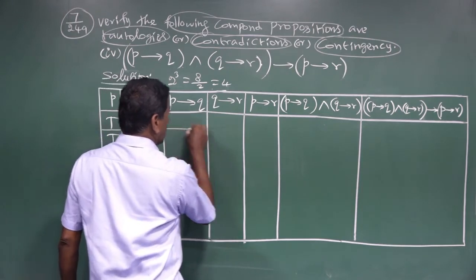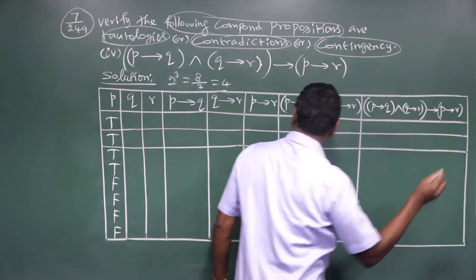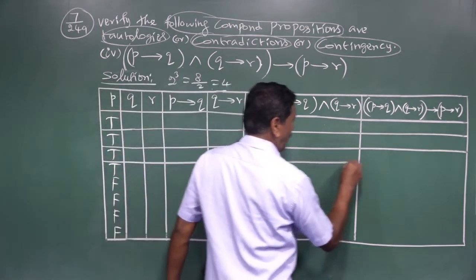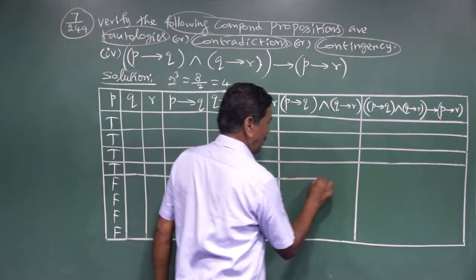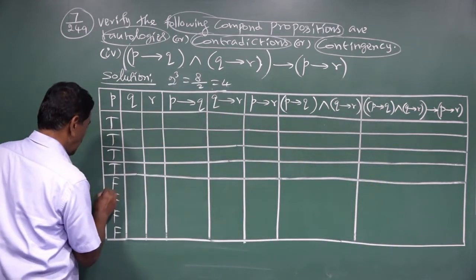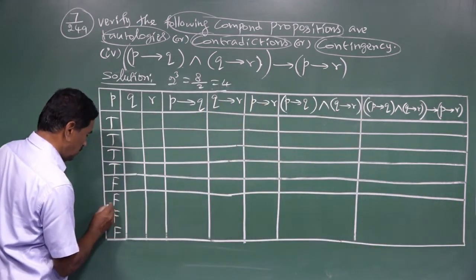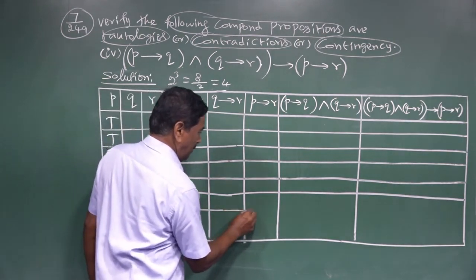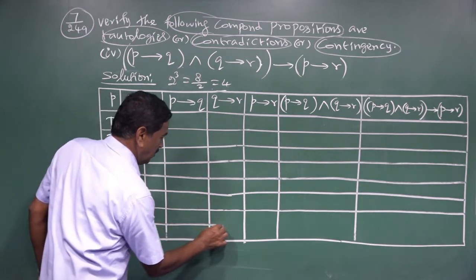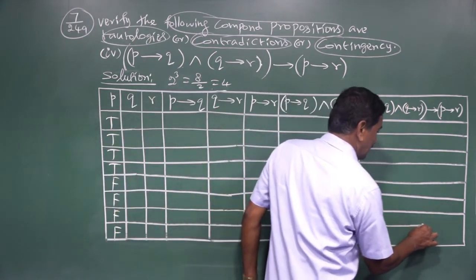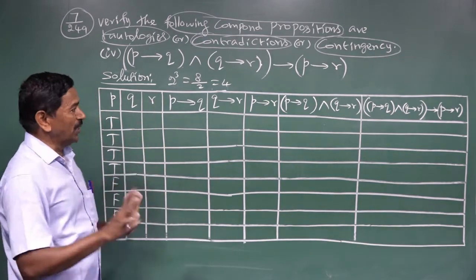Now, 8 rows. First row, next second row, third row. Any doubt? No doubt. Next, fourth row, fifth row, sixth row, now seventh row and eighth row. So this part is divided by half, carefully. See, I have no more place, so that is why I am struggling. But you have more place. Without fear, you want to draw the table.